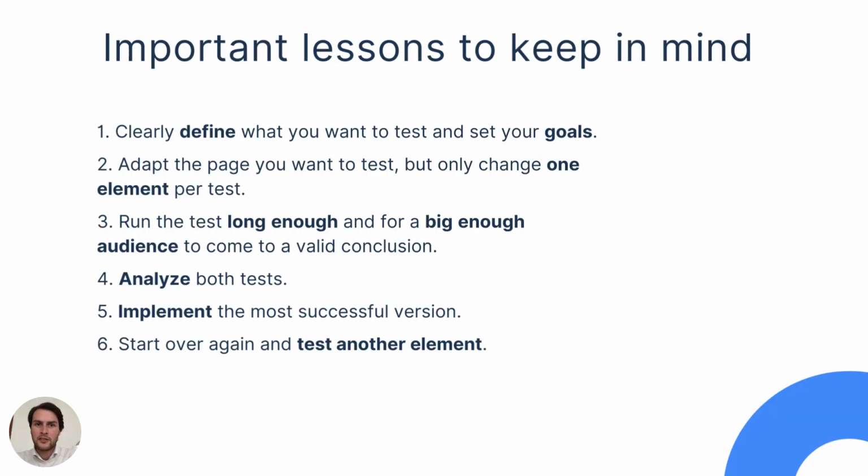So, some important lessons that you can take away from A/B testing. The first one is to clearly define what you want to test and set your goals. Adapt the page you want to test, but only change one element at a time. Run the test as long as you need to have a statistically significant result. Analyze both the tests, the A version and the B version, and implement the most successful version. You can start over again and again and test other elements.